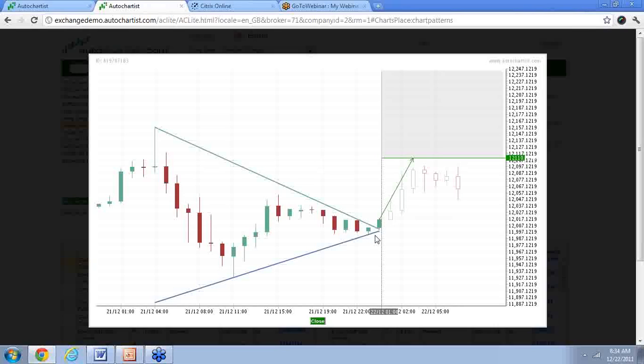Now, remember too that even though it didn't hit the target, okay, you have to watch these patterns and you have to trail stops. If you start to see that the market's making higher highs and higher lows, then a good rule of thumb is that you just trail your stop below the previous low. Okay? Again, these are quick moves. These are short time periods.